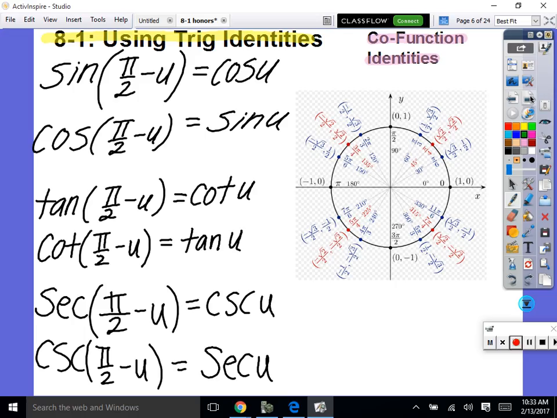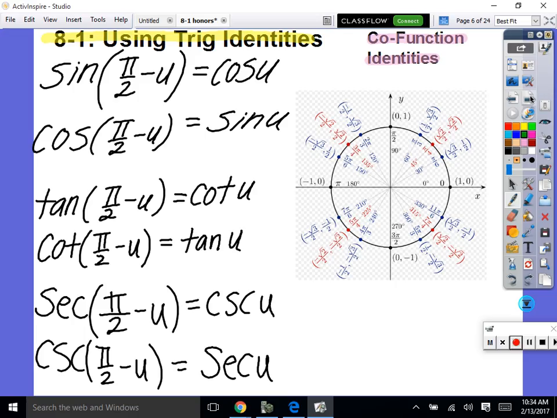You already have those memorized from previous years? So you already know why that makes sense? Do you want to talk about why that makes sense? Okay, let's do an example of one. So to make sense of it, why does this identity work?